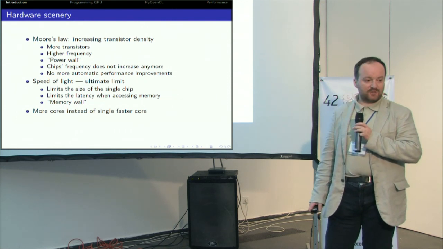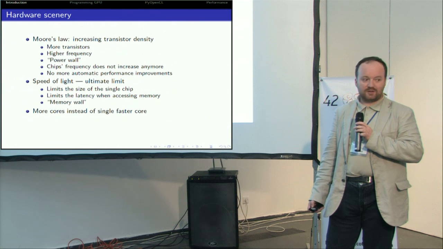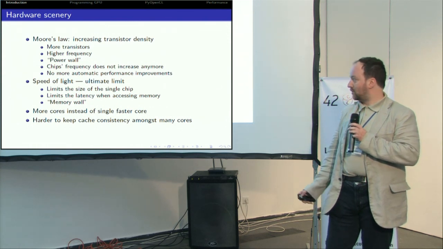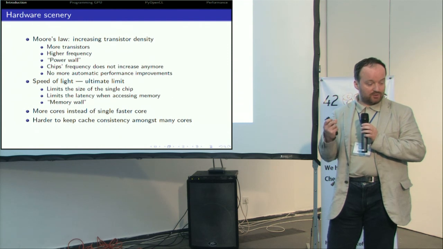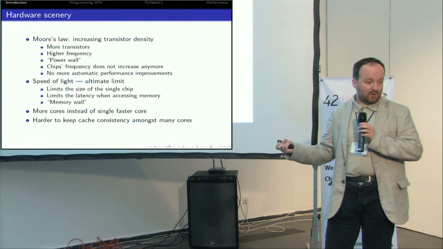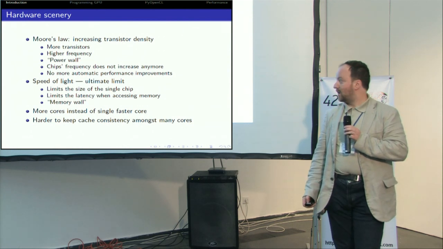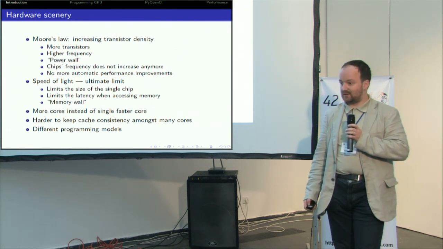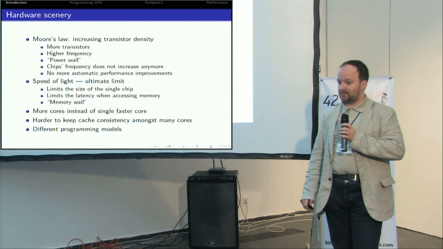So the current situation is, instead of single core, we have more and more cores, 2, 4, 10, 16, on the GPUs in the range of thousands. It also means that it is more and more costly to keep cache consistency between cores. Because if one core changes something in memory, to keep cache consistent, we need to inform all other cores that something changed. And if we have two cores, it's not a problem. But if we have 1,000 cores, it is impossible. So we do not have memory consistency. And we need different programming models. This morning we had talk about different concurrency problems in pure Python. This is more about the bottom-up approach.